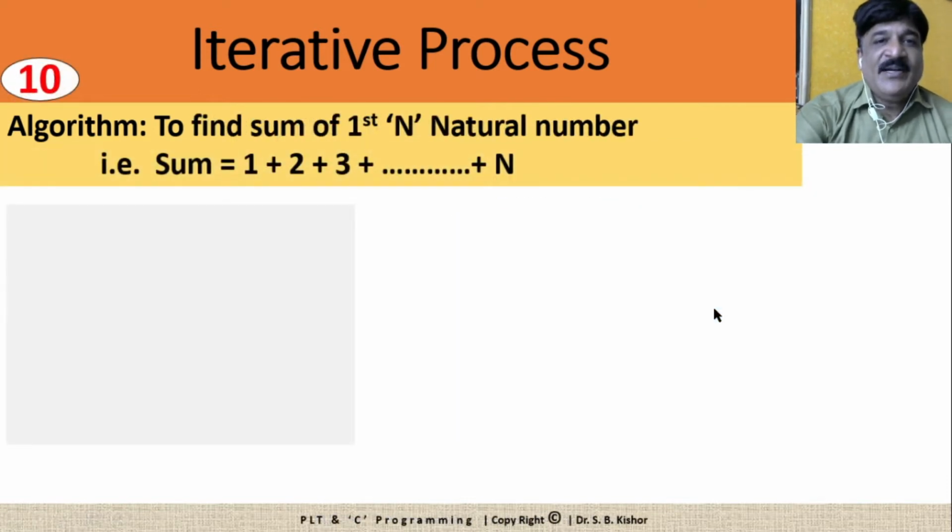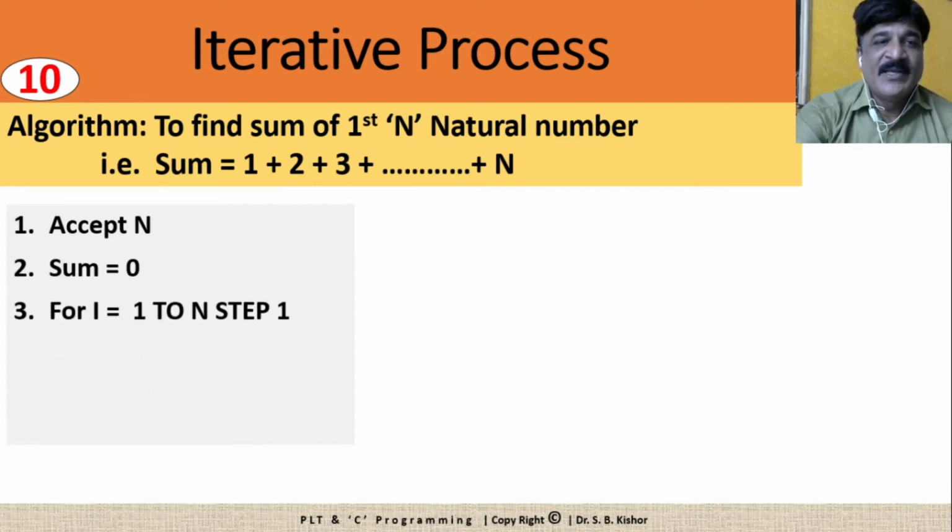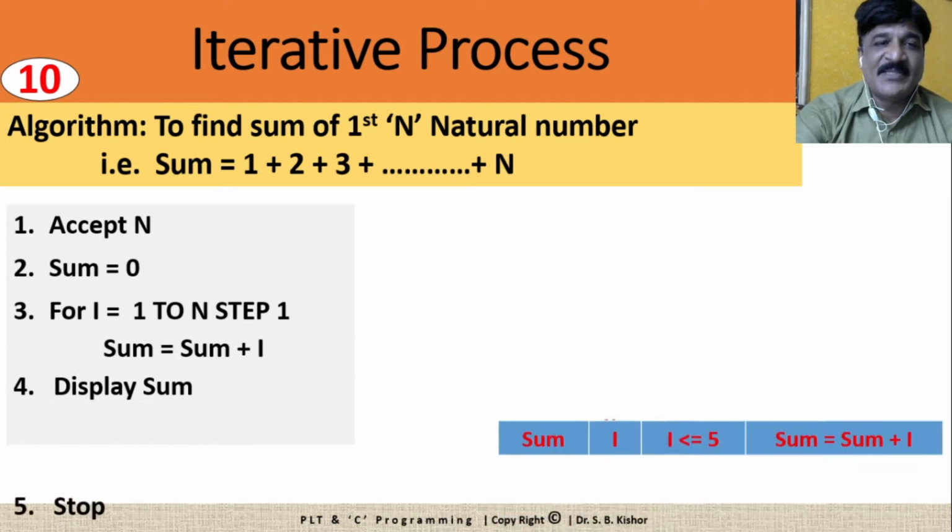Now to find the sum of first n natural numbers. Earlier, we simply displayed the first n natural numbers. Now in this case we want to find out the sum of first n natural numbers. So again the unknown value is n, so accept it. Then initially the value of sum is 0. Then for I equal to 1 to n, you are going to find the sum. So sum is equal to sum plus I, and finally display the sum and stop.